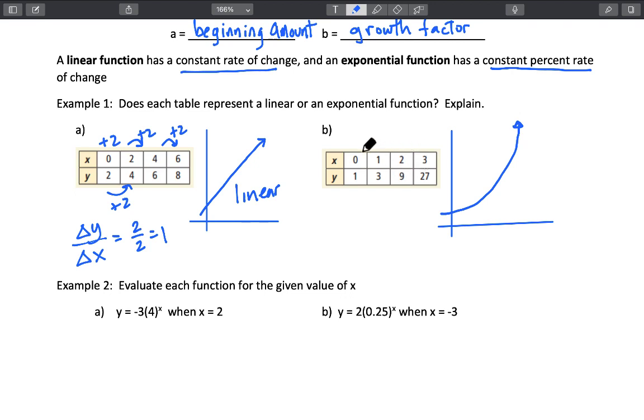And if we were to graph it, it would look like this linear function. However, in example 1b, we can see that as we're increasing here on our x's by plus 1, we're not increasing by the same amount on our y's. We're actually going up by multiples of 3. So 1 times 3 is 3, 3 times 3 is 9, and 9 times 3 is 27. And that's what we mean by this constant percent rate of change. When we graph these points, we will not have a linear function, but instead we'll have an exponential function. It will be increasing quite rapidly or decreasing quite rapidly.